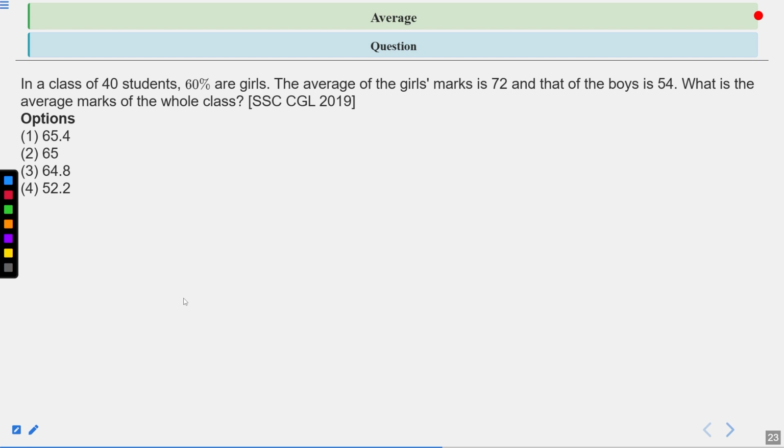In a class of 40 students, 60% are girls. The average of girls' marks is 72 and that of boys is 54. What is the average mark of the whole class? This question was asked in the SSC CGL exam in 2019. So there are four options. First one is 65.4, second is 65, third one is 64.8 and fourth one is 52.2. Now you have 10 seconds to analyze the question. Your time starts now.